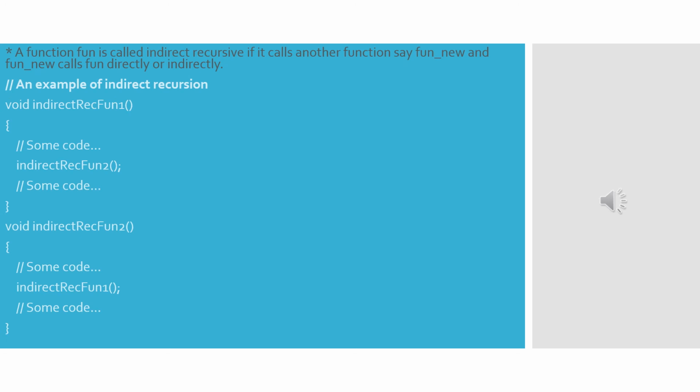A function fun is called indirect recursive if it calls another function, say fun new, and fun new then calls the function fun directly or indirectly. So this code is an example of indirect recursion, as you can see. There is an indirect recursion function 1, and it is calling indirect recursion function 2. And then indirect recursion function 2 is calling indirect recursion function 1. That means indirect recursion function 1 is not directly calling itself. So this is an example of indirect recursion.